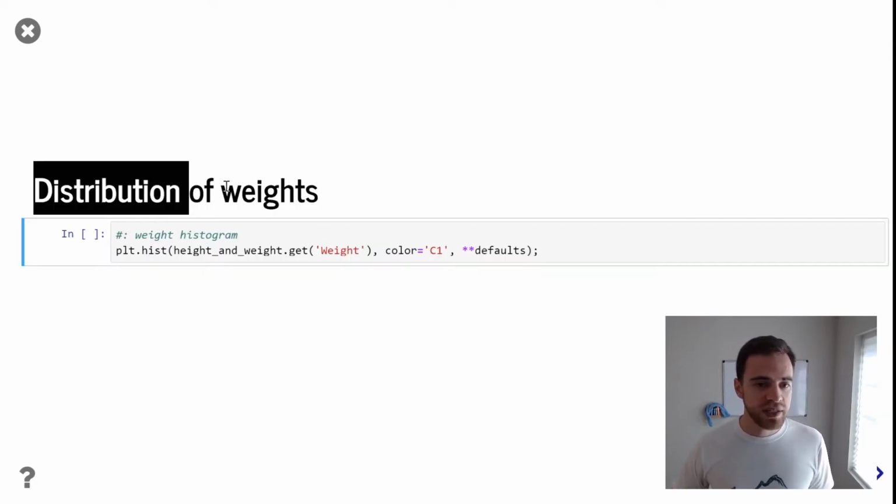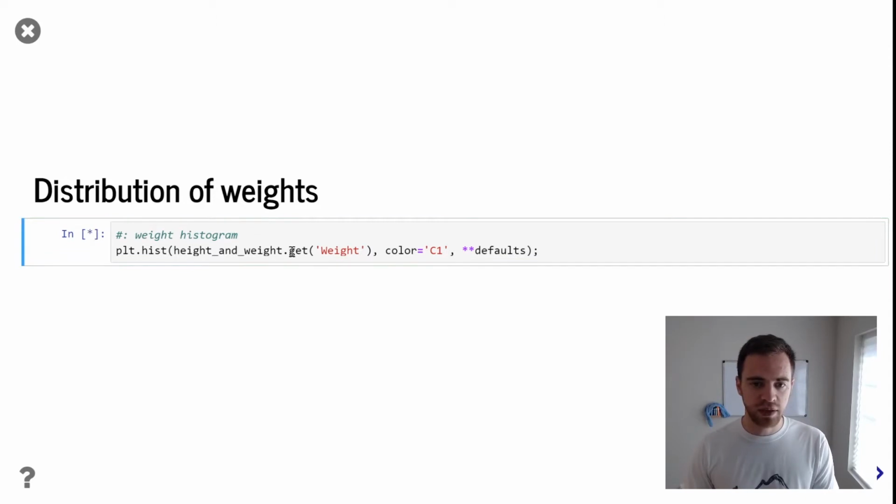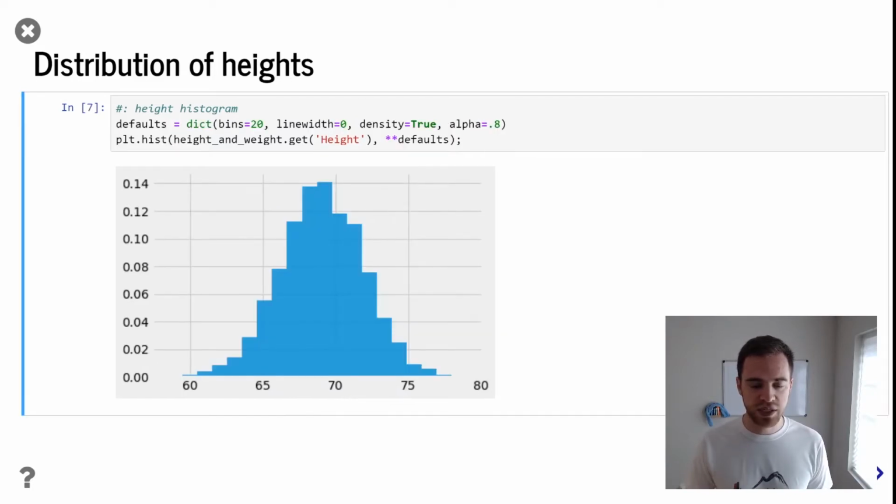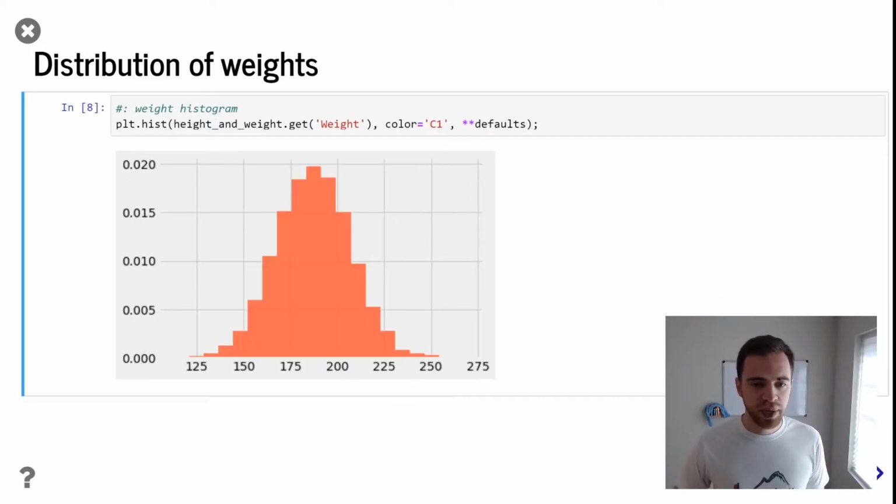If I look at the weights, I'm going to see something similar. So I'm just going to plot the distribution of the weight column. It's pretty much the same shape, but you'll notice there are some differences. If I go back and forth between these two, it's pretty much the same shape, but notice that the weights are centered up around, say, 180 or 190. And the width is different.